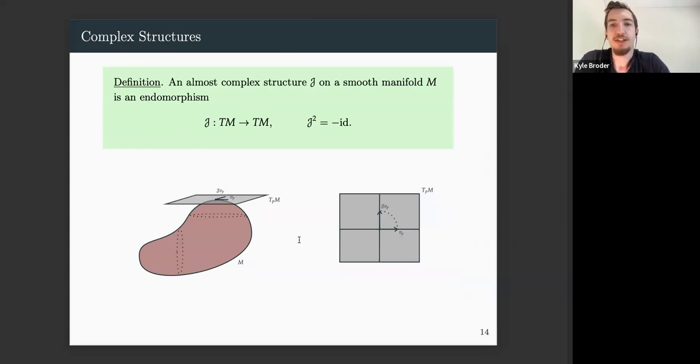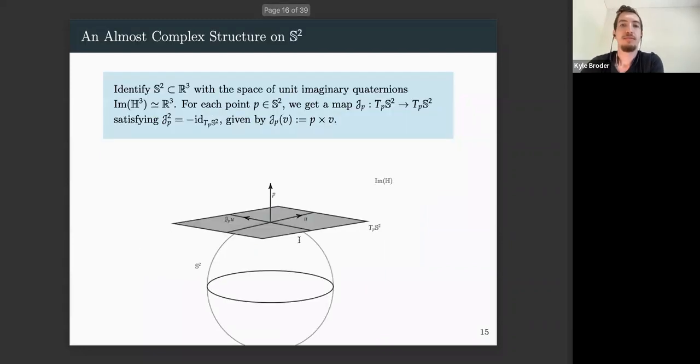So we'll just remind ourselves that an almost complex structure on a smooth manifold is an endomorphism of the tangent bundle which squares to minus the identity. So not only do we have a smooth map on each of these tangent spaces, but it's actually coming from a map on the bundles. Now, a nice example of such a structure is given by identifying the two-sphere in R^3 with the space of unit imaginary quaternions. In that way, this is how we get the cross product on R^3.